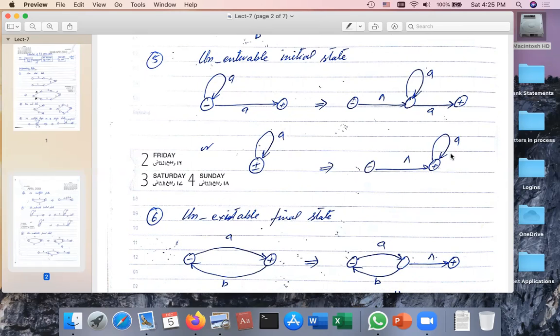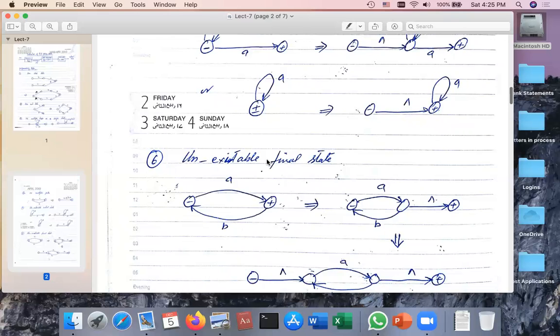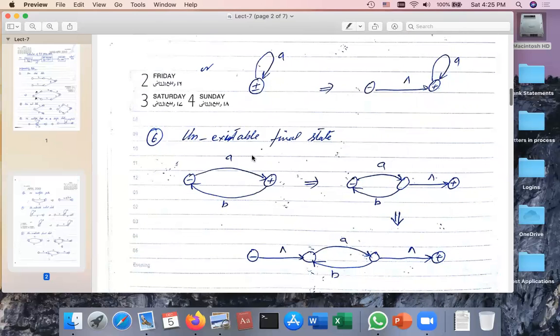But the sixth rule is that unexecutable final state, executable final state, which is this condition in the previous example, but we have left this example unsolved here because we have to address this point here.